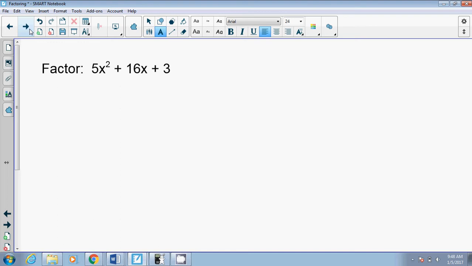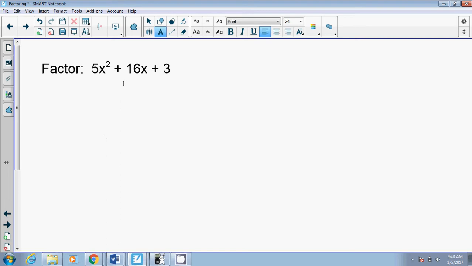First step, always look for a greatest common factor. Hopefully you realize here 5 can't go into 16, nor can it go into 3, and there's not an x in the last term, so there's not going to be any greatest common factor for this. If you need to go through and write out the prime factorization to see it, feel free to. I guarantee you there's no greatest common factor for this scenario though.